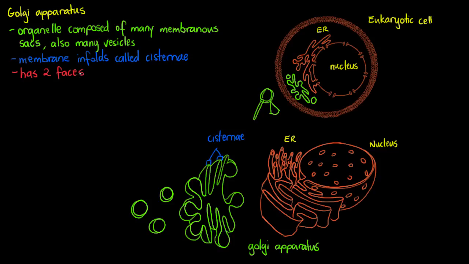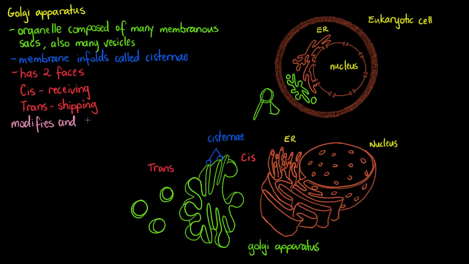And something we're going to find with the Golgi apparatus is it has two faces, the first of which being the cis face or the receiving face. And we're going to find the cis face of the Golgi apparatus facing toward our endoplasmic reticulum. And our second face will be the trans face, and we're going to find the trans or shipping face pointing towards the plasma membrane of our cell.